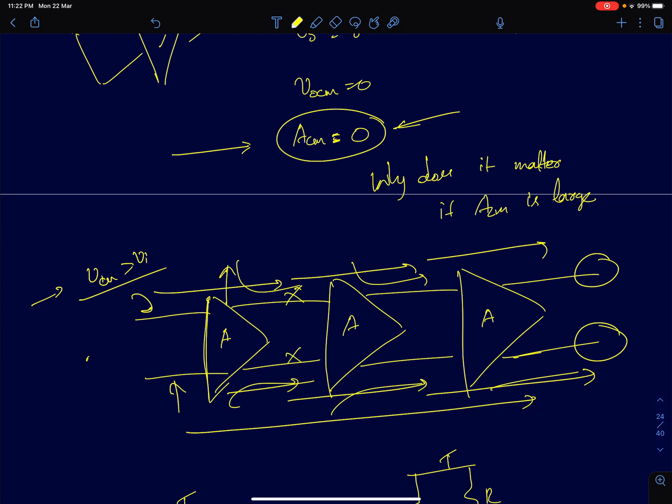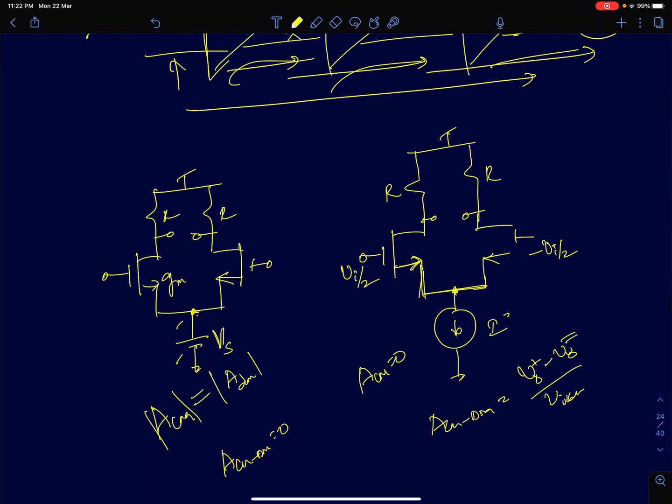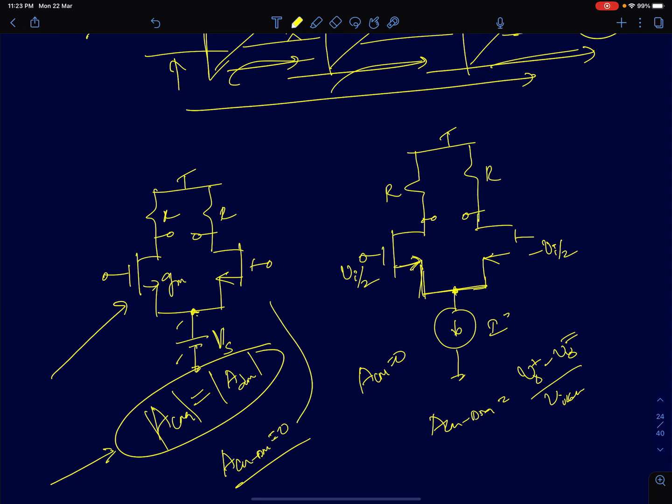So definitely it helps. To compare these two circuits, which we analyzed in the previous lecture and the beginning of this lecture: in this circuit, a voltage biased differential pair, we said ACM was exactly equal to ADM. The differential mode gain and common mode gain were the same. ACM DM was 0 for this circuit.